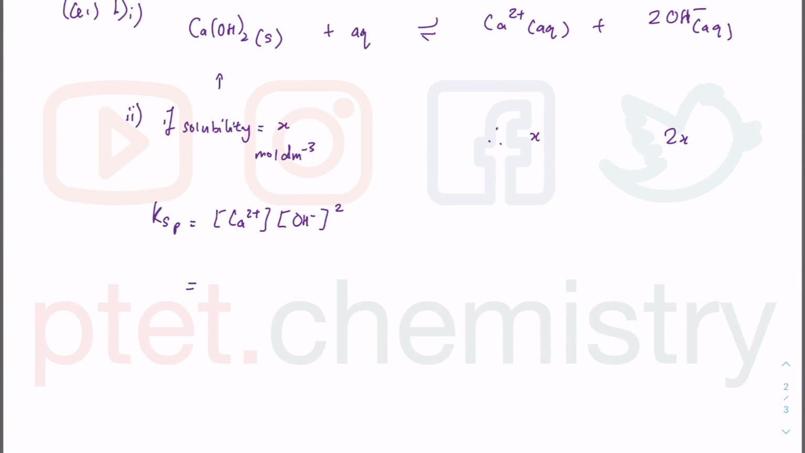So the calcium 2+ has a concentration of x, OH⁻ is 2x. Don't forget, the square is for the whole thing in the bracket. So a lot of students forget that it's the 2x, the whole thing squared. They just write down 2x squared, which is incorrect.